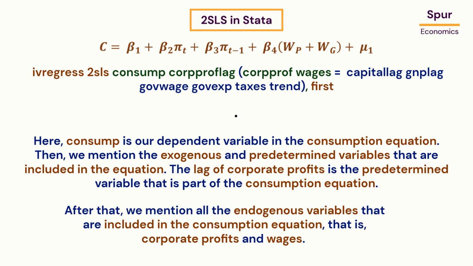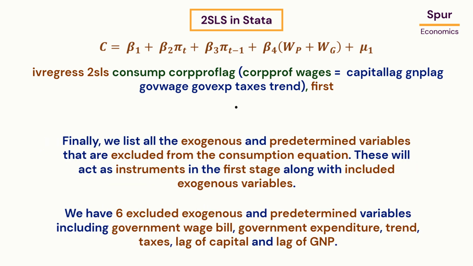Here, consump is our dependent variable in the consumption equation. Then, we mention the exogenous and predetermined variables that are included in the equation. The lag of corporate profits is the predetermined variable that is part of the consumption equation. After that, we mention all the endogenous variables that are included in the consumption equation, that is, corporate profits and wages. Finally, we list all the exogenous and predetermined variables that are excluded from the consumption equation. These will act as instruments in the first stage along with included exogenous variables.